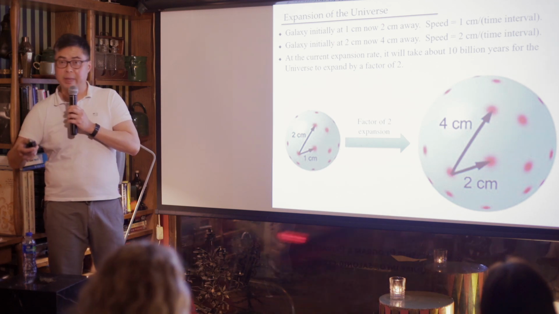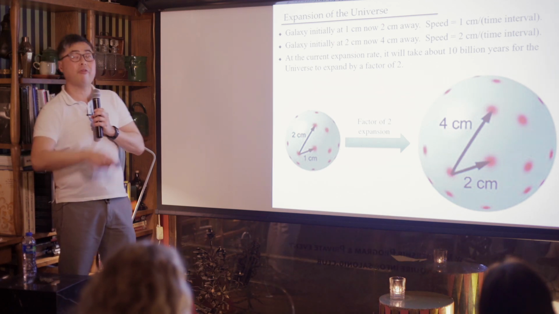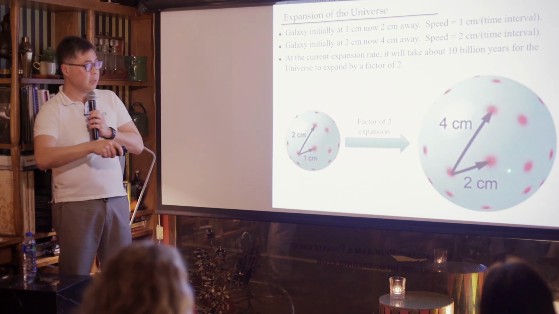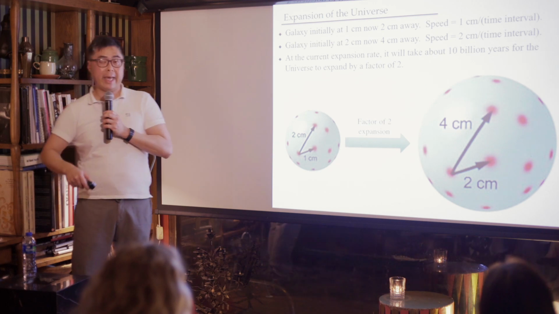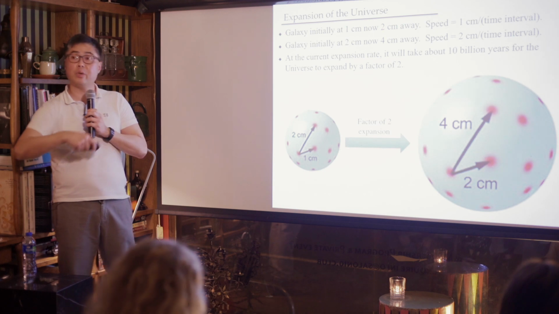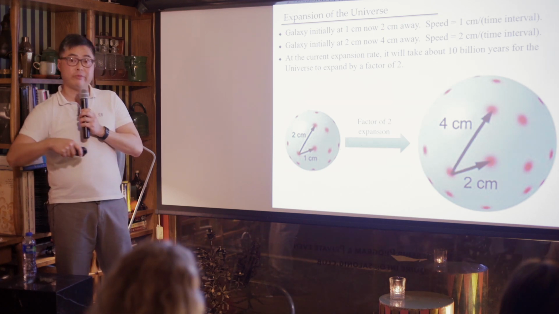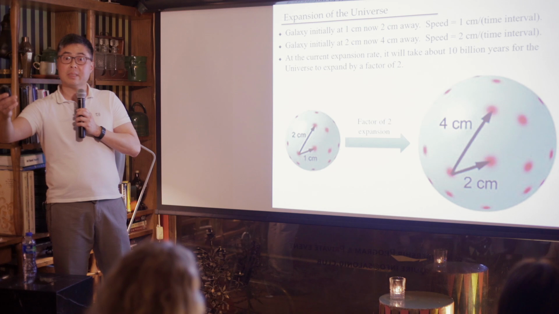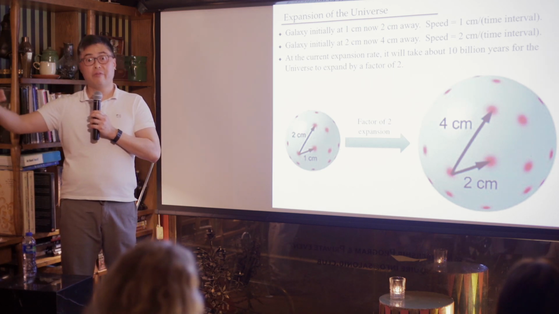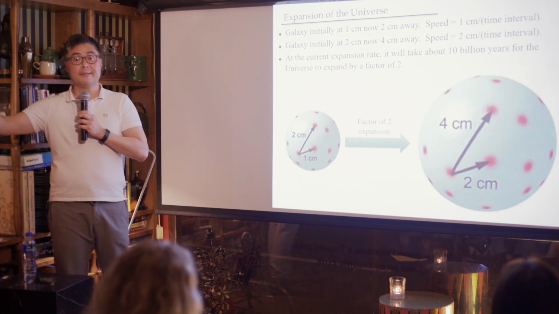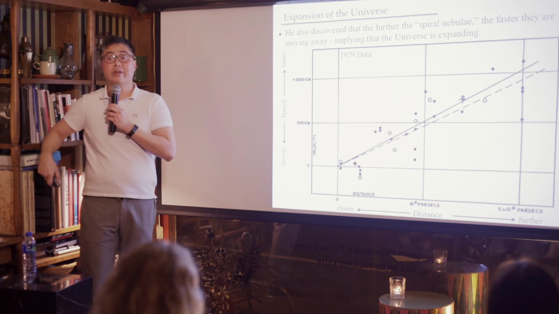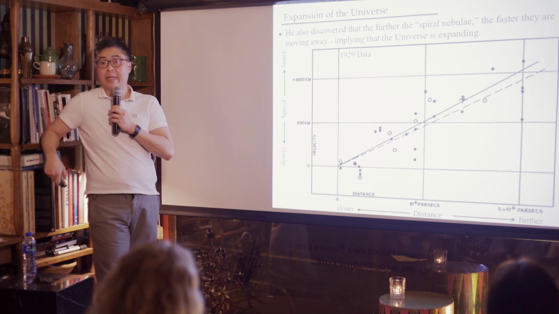We wait for the universe to expand by a factor of 2. This galaxy is now 4 units away. All right. So you can see that over this time interval, this galaxy has moved at a speed of 1 unit, 2 minus 1, 1 unit in that time. This galaxy has moved 2 units in that time. If the galaxy is twice as far away, it moves at twice the speed. 4 times away, 4 times the speed. So that's why this diagram here tells us the universe is expanding, and expanding at a constant rate.